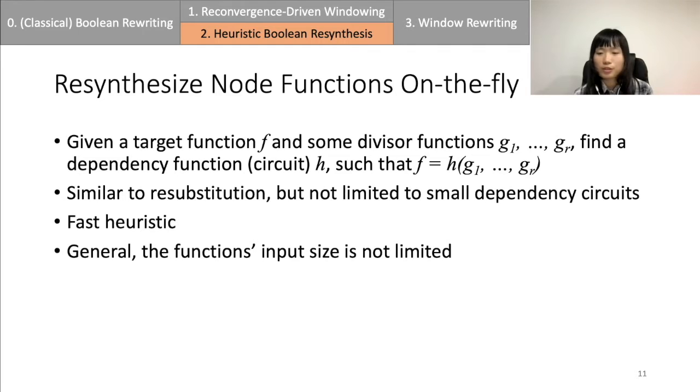However, we are no longer limited to small dependency circuits because we construct the circuit recursively. This algorithm is a fast heuristic. It is not guaranteed to always find a solution, nor is it guaranteed to find the optimal solution. Nevertheless, it is general, and as long as the functions can be represented with truth tables, their input size is not limited.